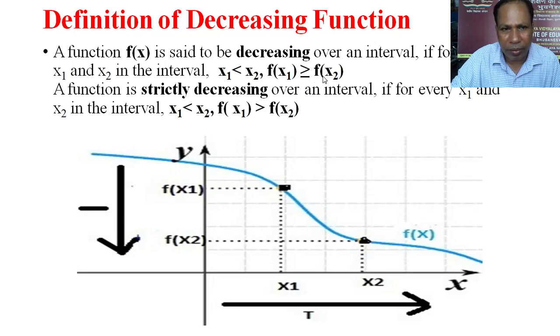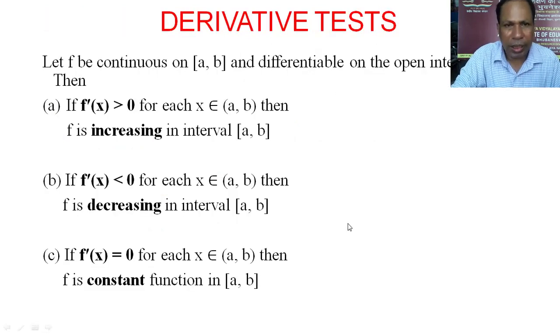And the same function is said to be strictly decreasing if x1 is less than x2 implies f(x1) is strictly greater than f(x2). So this is your f(x2), this is your f(x1). So we find that x1 less than x2 implies f(x1) is strictly greater than f(x2). So in this case we say the function is strictly decreasing.